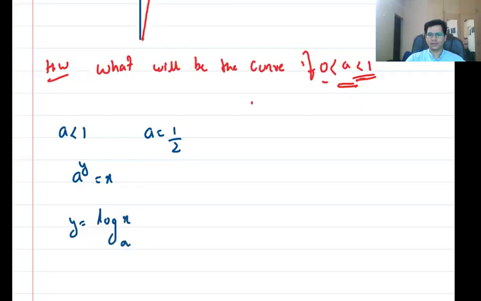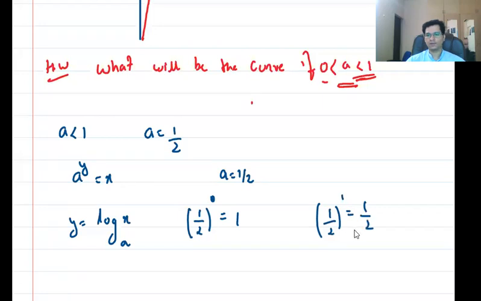है ना? Right? Yes. ठीक है? Yes. Very good, Aditya. Now let's see. Let's put the value and check. So if a is equal to 1 by 2, we will put like this. Okay. So 1 by 2 to the power 0 is equal to what? Step by step. Anything to the power 0 is 1. Okay. Now 1 by 2 to the power 1 is equal to what? 1 by 2, step by step.